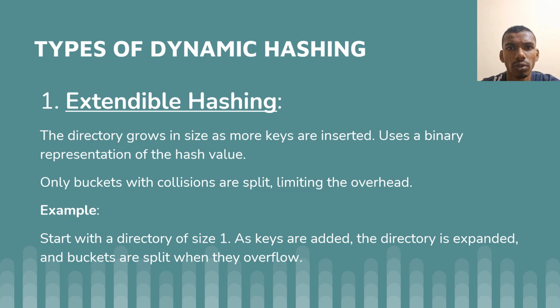Let's see the types of dynamic hashing. Number 1, extendable hashing. The directory grows in size as more keys are inserted. It uses a binary representation of the hash value. Only buckets with collisions are split, limiting the overhead. For example, start with a directory of size 1. As keys are added, the directory is expanded and the buckets are split when they overflow.